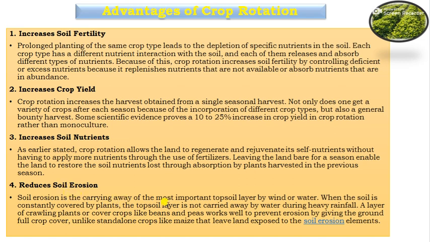Soil erosion is the carrying away of the most important topsoil layer by wind and water. When the soil is constantly covered by plants, the top layer is not carried away by water during heavy rainfall. A layer of crawling plants or cover crops like beans, peas, groundnut or cowpea works well to prevent erosion by giving the ground crop cover. Unlike standing alone crops like maize, sorghum or pearl millet that leave the land exposed to soil erosion.